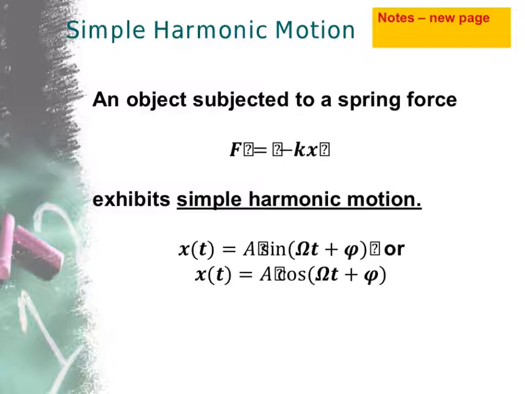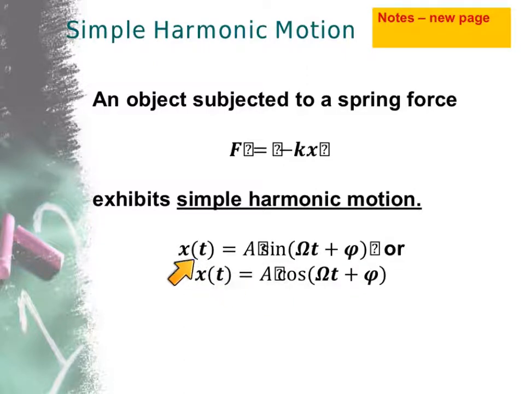So we have a special type of motion called simple harmonic motion. And simple harmonic motion exists when an object has a restoring spring force. In other words, it has a force equal to negative k times x, and if that is true, then that object exhibits what's called simple harmonic motion. It behaves like either a sine or a cosine.